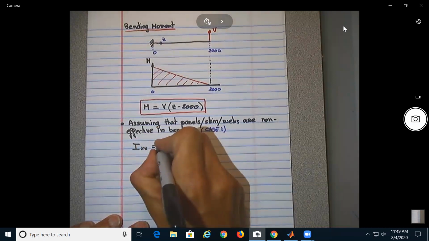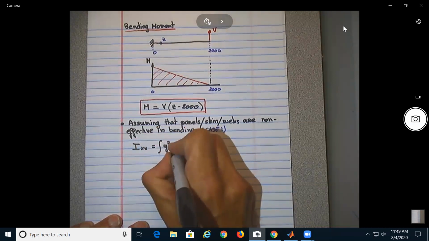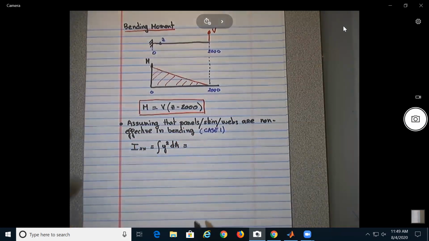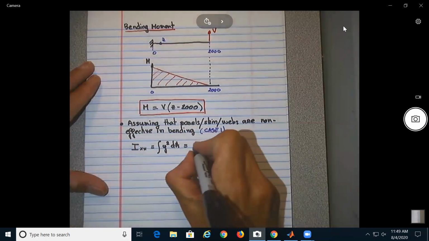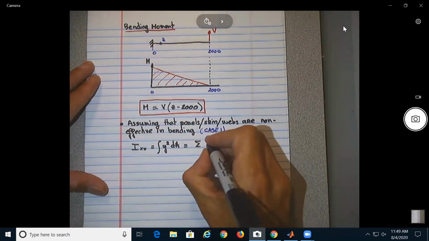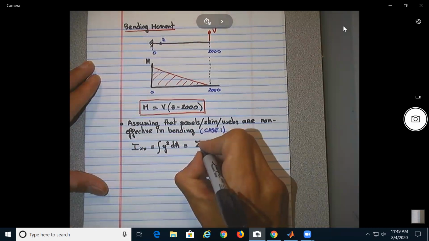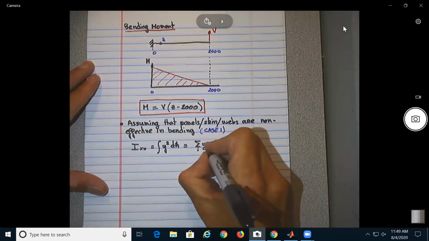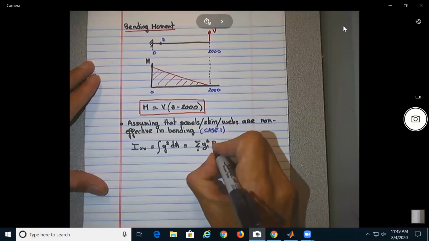Ixx would be equal, we know, to the integral of y squared dA. This is the general equation. But once we discretize or idealize the structure, this is equal to the summation of y sub i squared times B sub i.